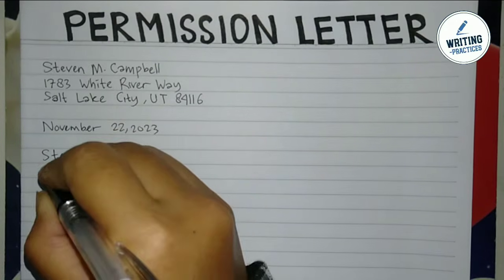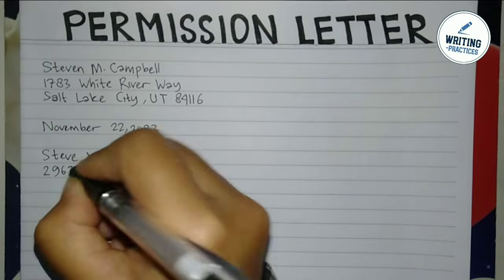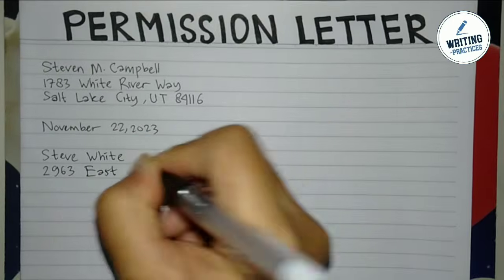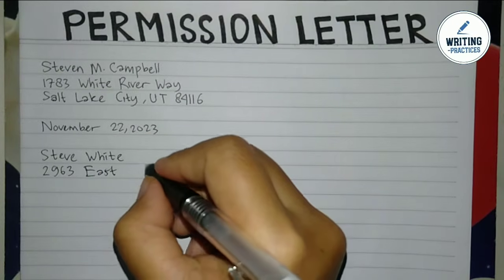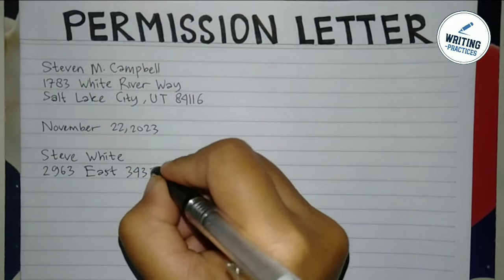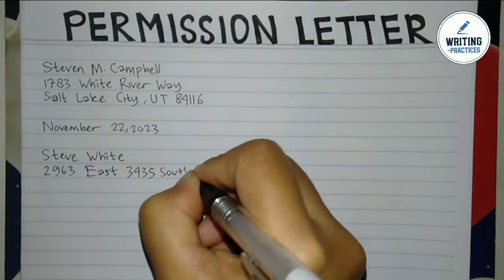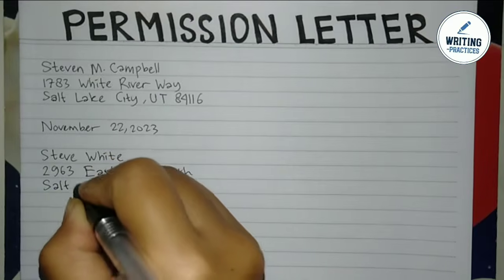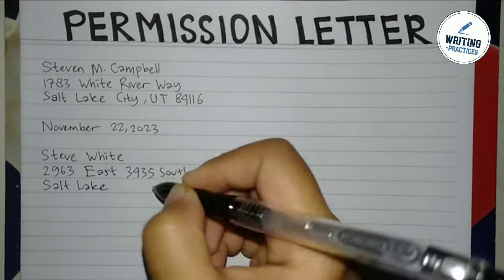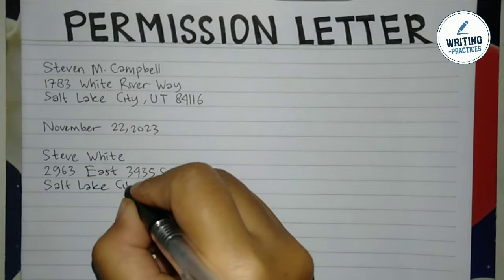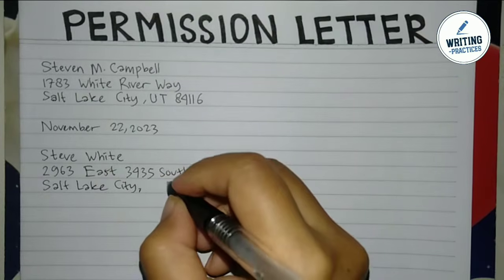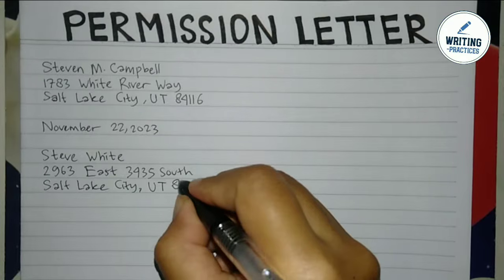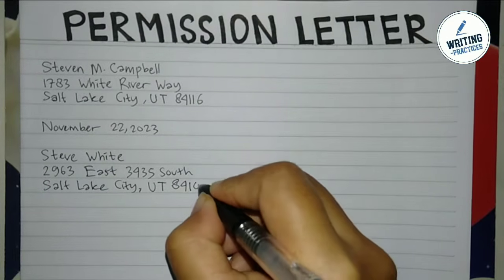If you address this to a school, you must write the occupation in the institution and the name of the school. In this example, the letter is addressed to an individual, so you don't need that. Just simply write the home address of the recipient. Mention the number, street name, city, state, and zip code.